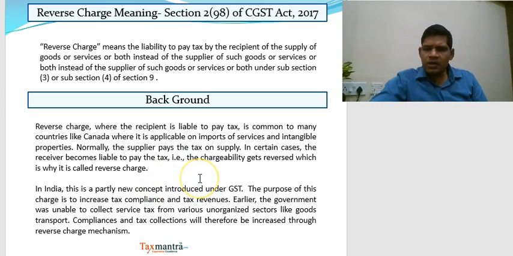In India, reverse charge under service tax was very common. There were a lot of specified services wherein the recipient of the service was required to pay reverse charge. This is basically because the government was unable to collect taxes from that particular unorganized sector. For example, in case of GTA, Goods Transport Agency, under service tax there was a provision of reverse charge because the government was unable to collect service tax from the transporters. Because of this, the government had to introduce it.